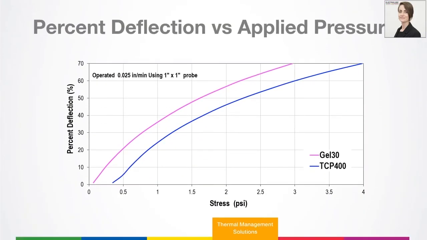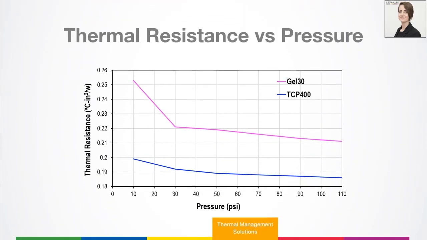Just have a little look at the deflection versus the applied pressure here. What you tend to find is that you have a higher deflection force for materials of higher thermal conductivity. And that's lower thermal resistance due to the higher concentration of thermal fillers. So TCP 400 had a slightly higher thermal conductivity than Gel 30. So you do need to apply a little bit more pressure, more deflection force, but overall you're getting much better performance when you look at the thermal resistance versus pressure.